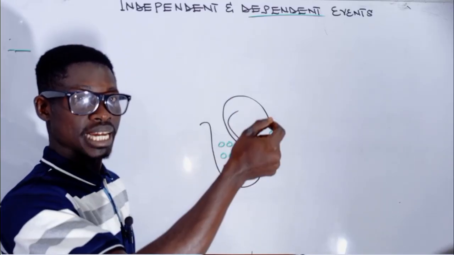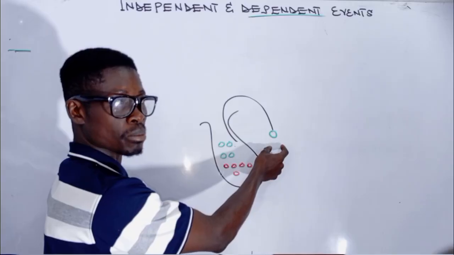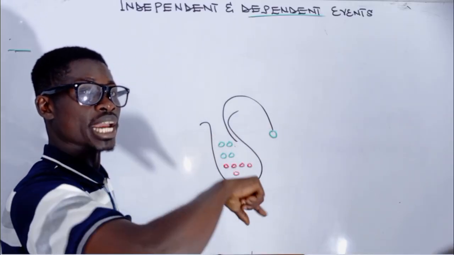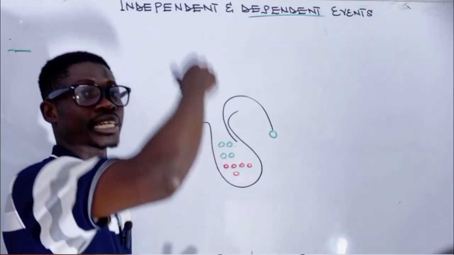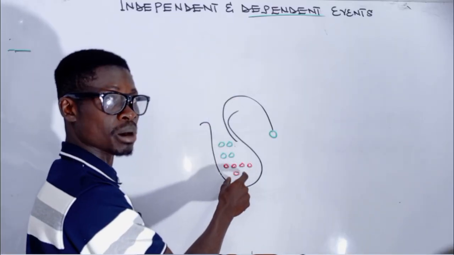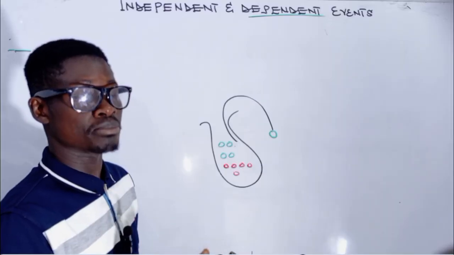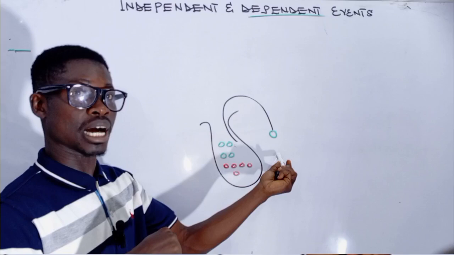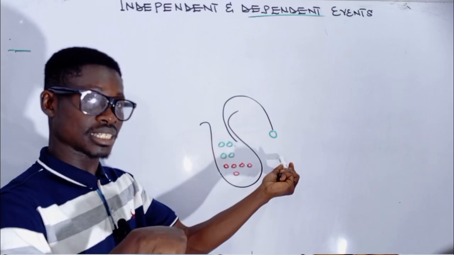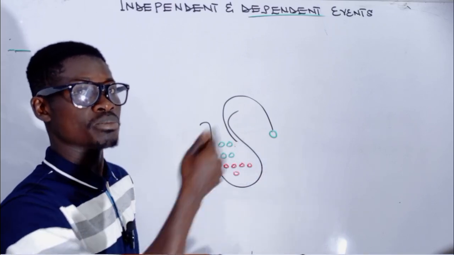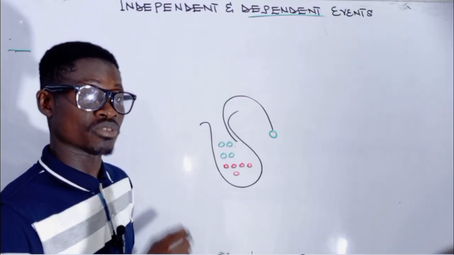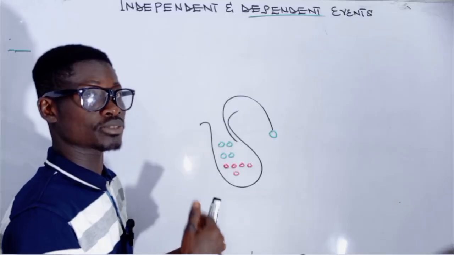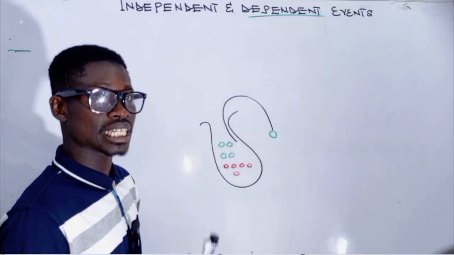On the second pick, since this marble was not replaced back, it is going to affect the outcome of the second pick, because the total number of marbles in the bag has been reduced by 1, instead of 10 in all. So this marble which was not replaced will affect the chances of the outcome from the second pick. So we can see that picking a marble from a bag without replacement is a dependent event.